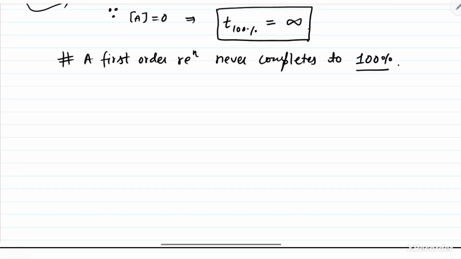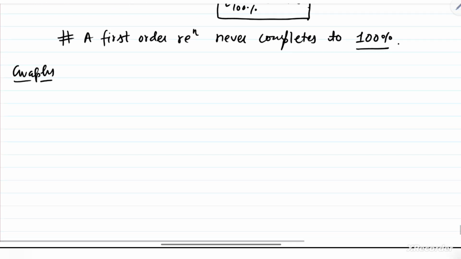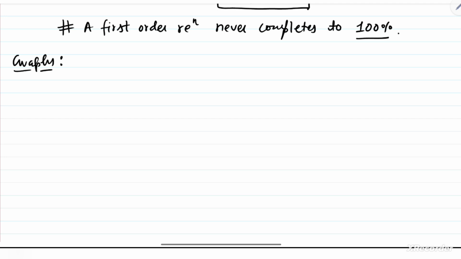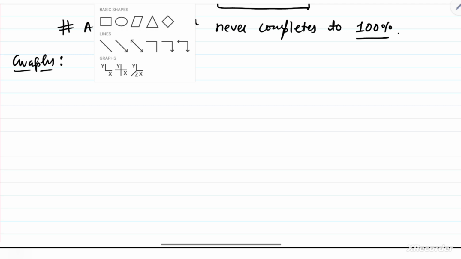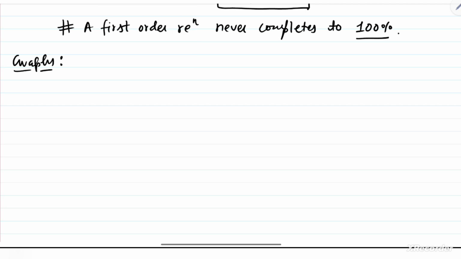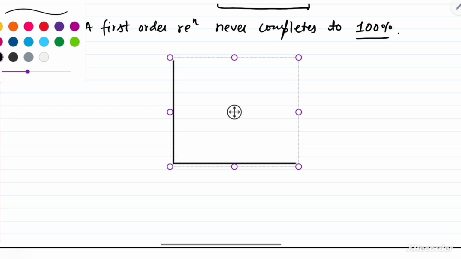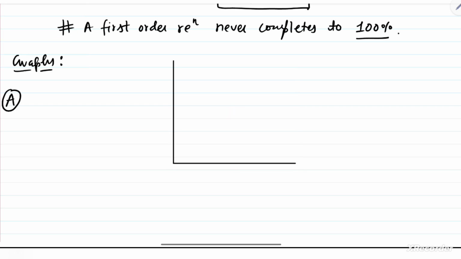Now there are many graphs, around 6 or 8 maybe, but I will discuss only 2 or 3 of them. The first one is rate versus concentration. So the first plot is rate versus concentration. Every time you have to remember the equation. Rate of reaction is simply rate equals k into A. This is the first order equation.